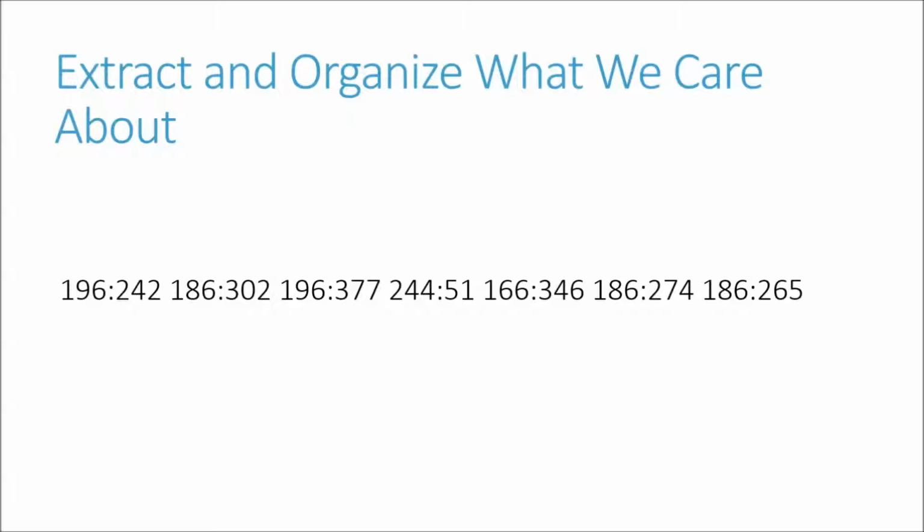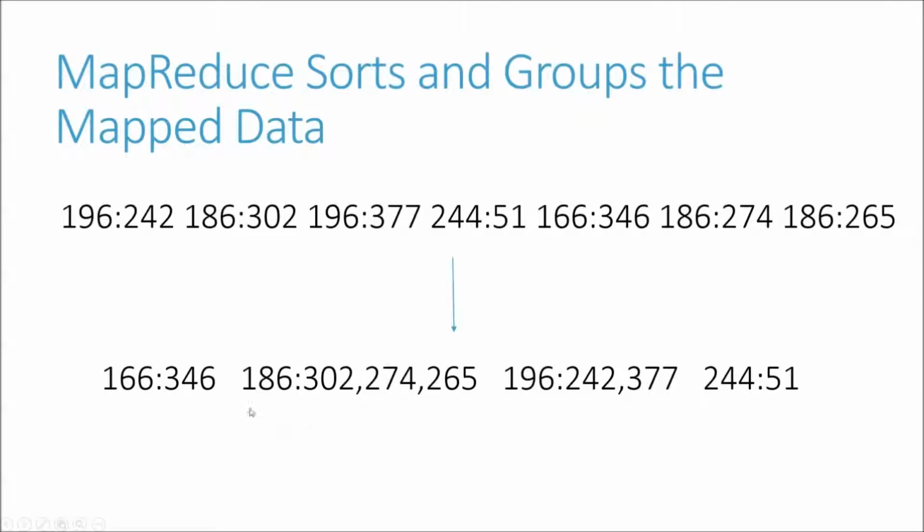Now what happens next in MapReduce is a little bit magical. It happens under the hood. It will sort and group the mapped data for you automatically. What it will do is take all of the output from your mappers and stick together all of the values for a given key. So you can see in this example, user ID 166 only watched one movie, 346, but user ID 186 watched three movies, 302, 274, and 265. So this data all gets organized before it gets sent to your reducer. It basically consolidates all of the values that were associated with each unique key. And in our example, the values are the movie IDs and the keys are the user IDs.